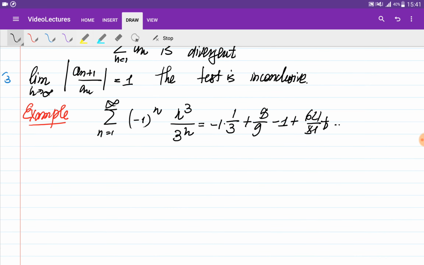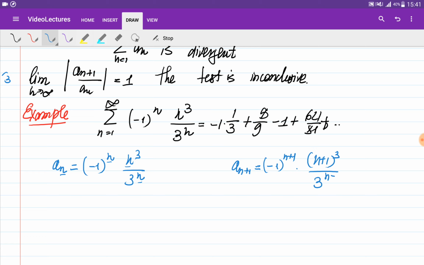What I would like to know is whether this sum is going to be a finite number or an infinite number. In order to do this, I would like to write down the general form of the series. It's minus 1 to the power of n, n cubed divided by 3 to the power of n. For an plus 1, I'm going to write n plus 1 in all appearances of the n. It's minus 1 to the power of n plus 1, multiplied by n plus 1 cubed, divided by 3 to the power of n plus 1.